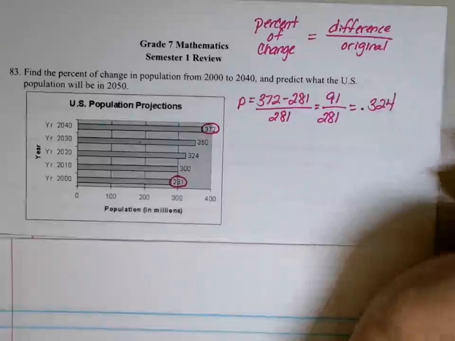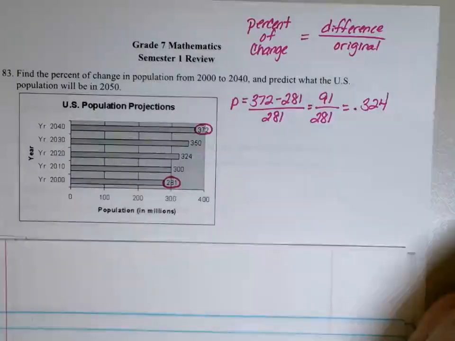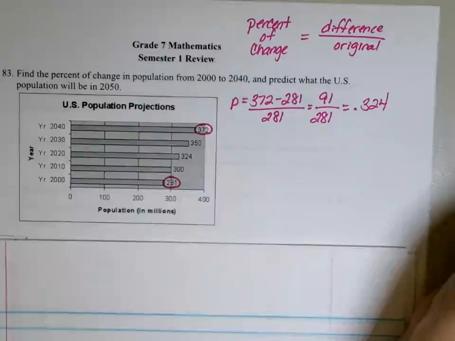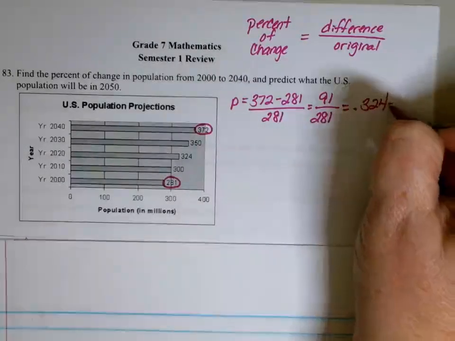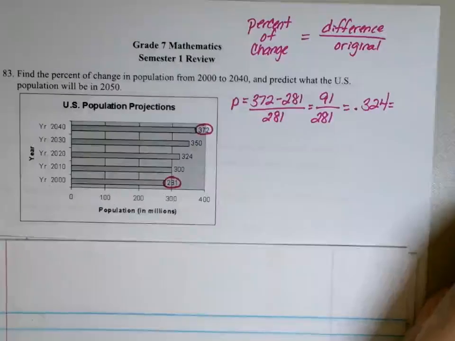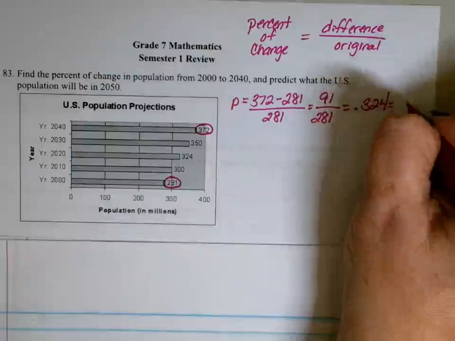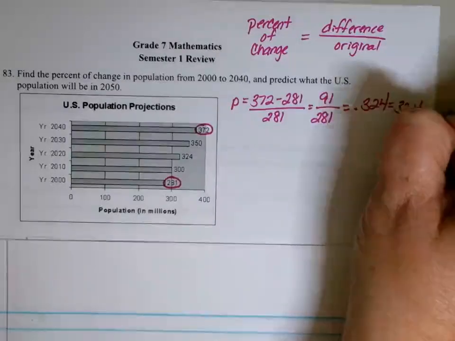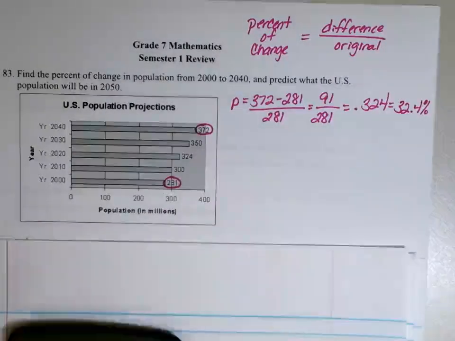All right, so what percent is that? How do I write 0.324 as a percent? How do I change a decimal to a percent? You go 2 places to the right. So how do I write 0.324 as a percent? 32.4%. Thank you. 32.4%. Okay?